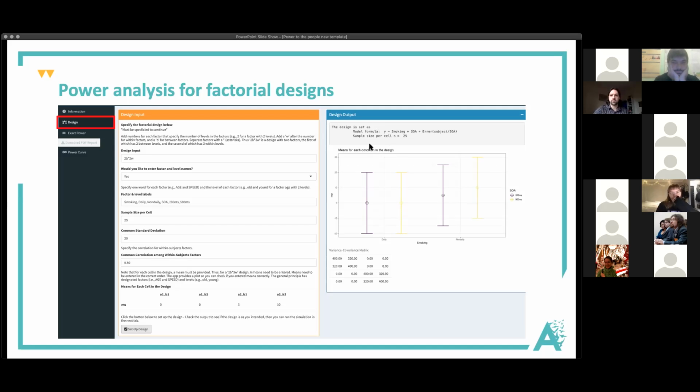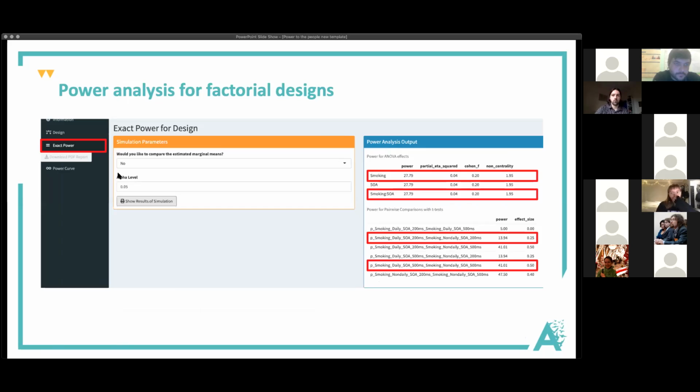And in the design, it says the sample size is 25 per group, and that's what we're going to start with. So if you click Setup Design, it should show that on the right. We now need to go to the next tab, which is exact power, which will look something like this. So we set up the design in the first tab. We now calculate power for the design that we've set up. So you just need to click Show Results of Simulation, and you should get the results I see on the right.